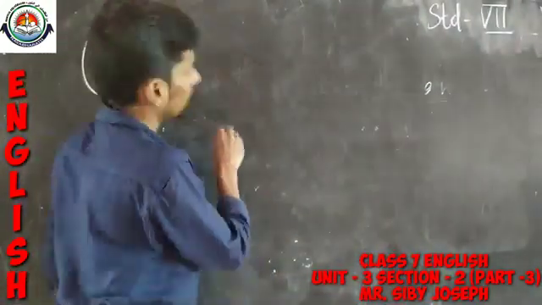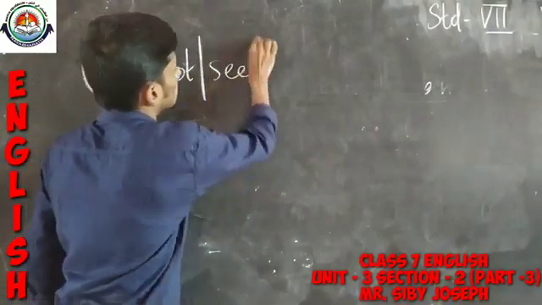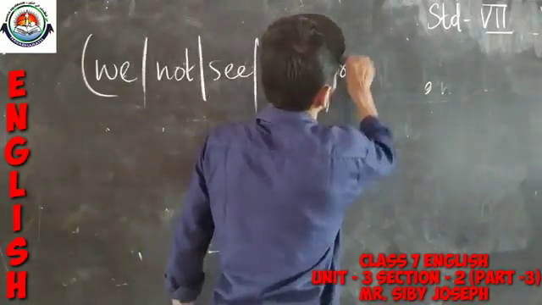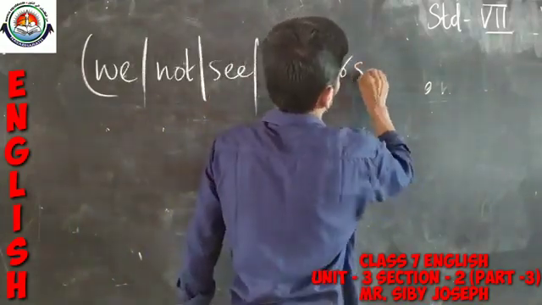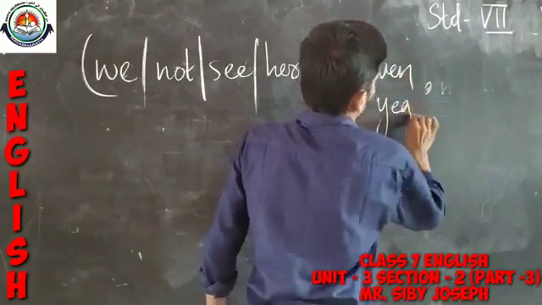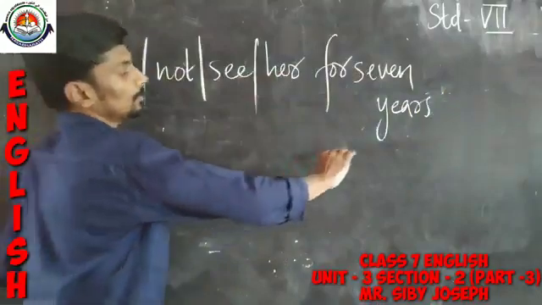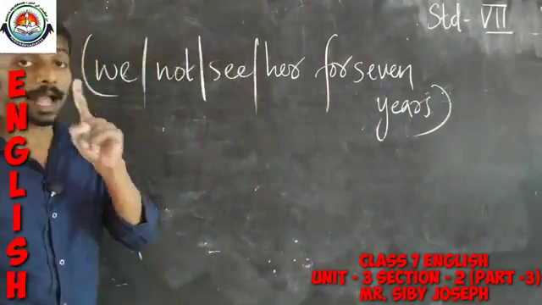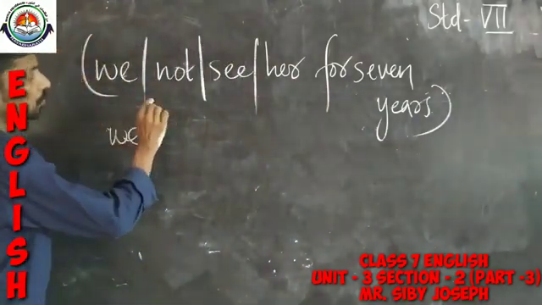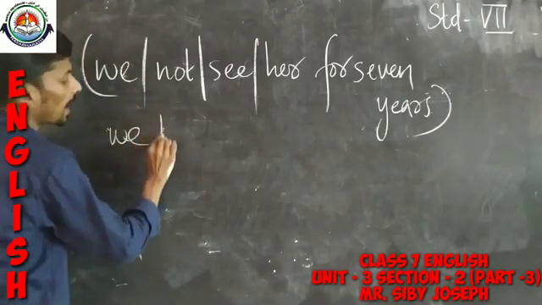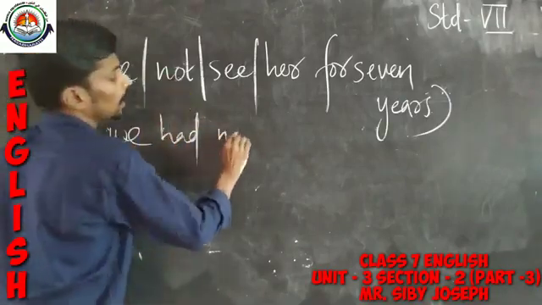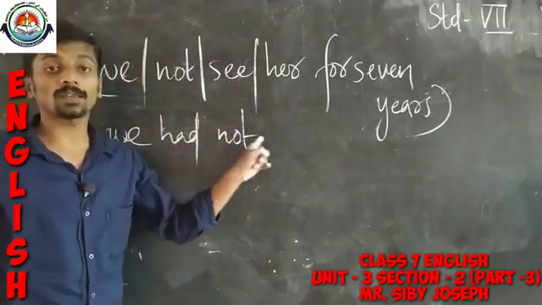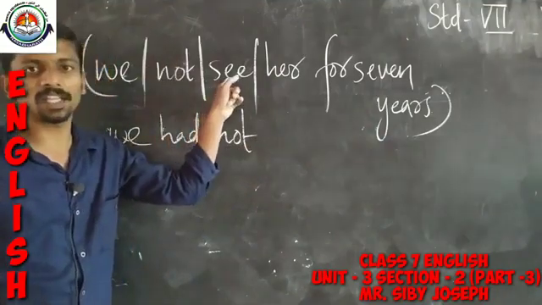We not see her for 7 years. Okay. So, as you all know, what is the structure of the past perfect tense? Had plus V3. So, we should use had. We had, then not. So, this is a verb. When we use had, which form of the verb should be used? V3 form. So, what is the V3 form of the verb see?